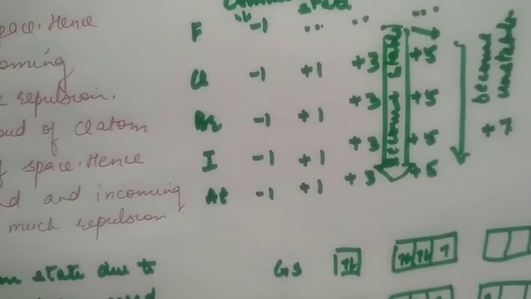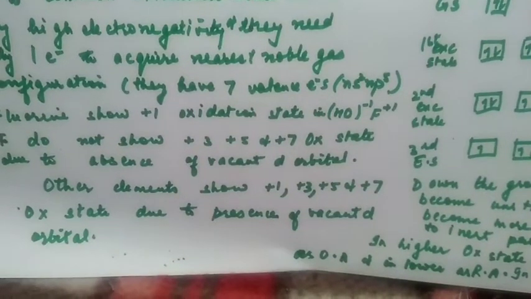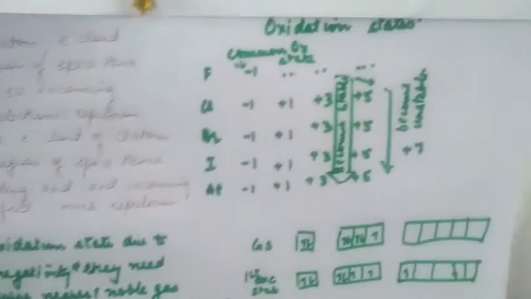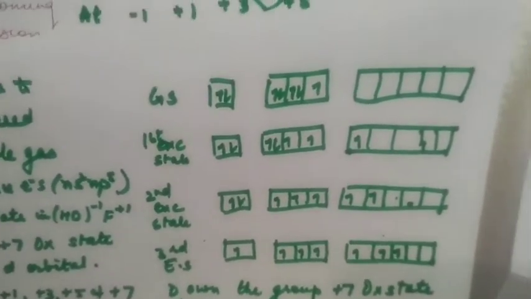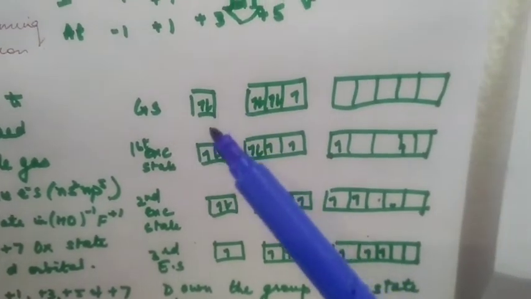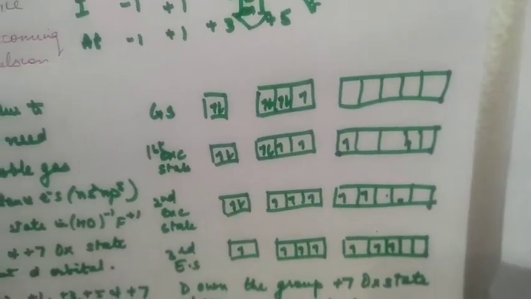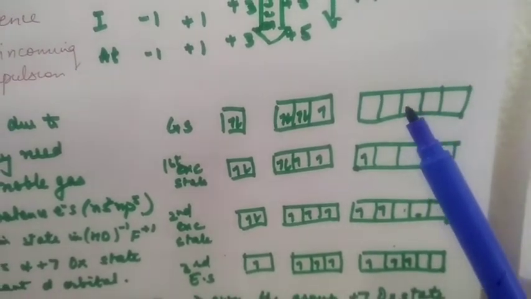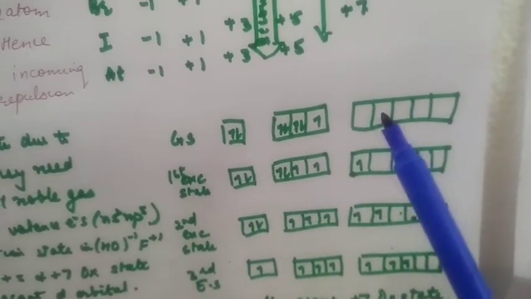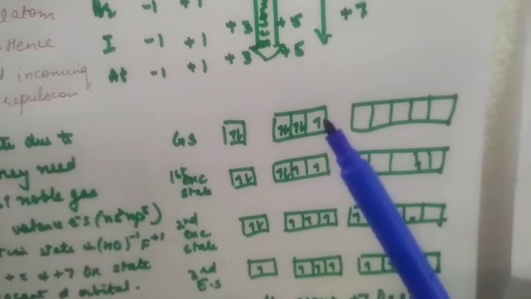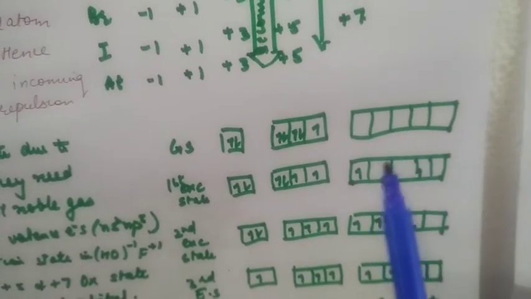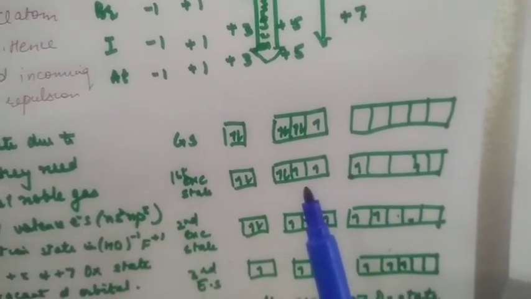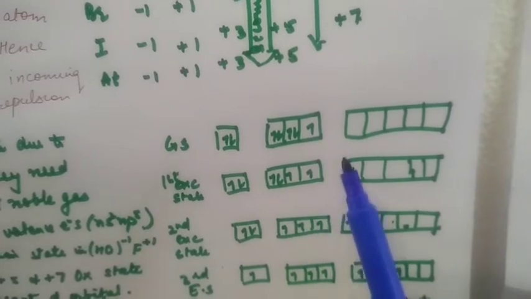Whereas other members, chlorine, bromine and iodine, can show +1, +3, +5 and +7 oxidation states due to presence of vacant d orbitals. So in the ground state, the electronic configuration is ns2 np5. Now, fluorine does not have d orbitals, but other elements have d orbitals. So in the first excited state, one of the paired electrons may jump to d and acquire this configuration. There are 3 half-filled orbitals, so it can show an oxidation state of +3.